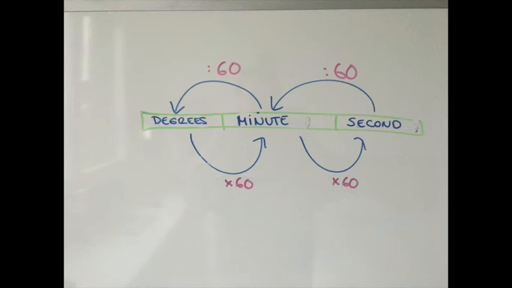Now remember that when we want to transform a quantity from a bigger unit to a smaller one, we will multiply it by 60. And on the other hand, when we want to transform a quantity from a smaller unit to a bigger one, we will divide it by 60.